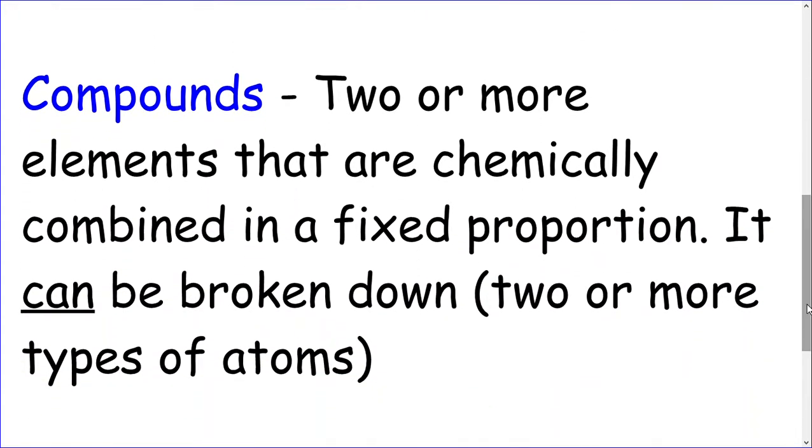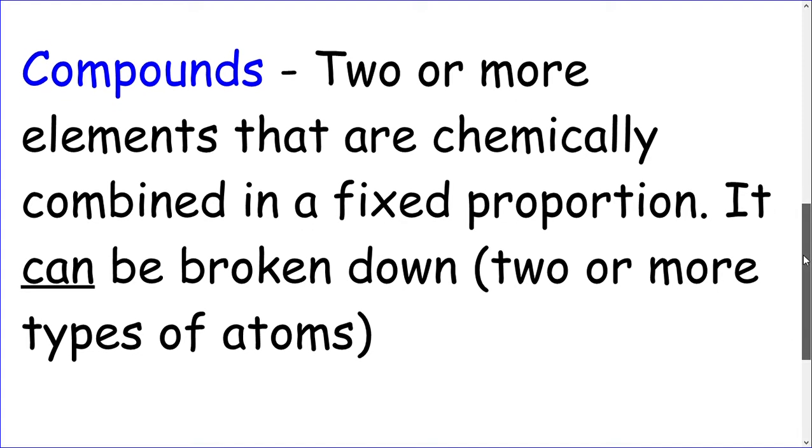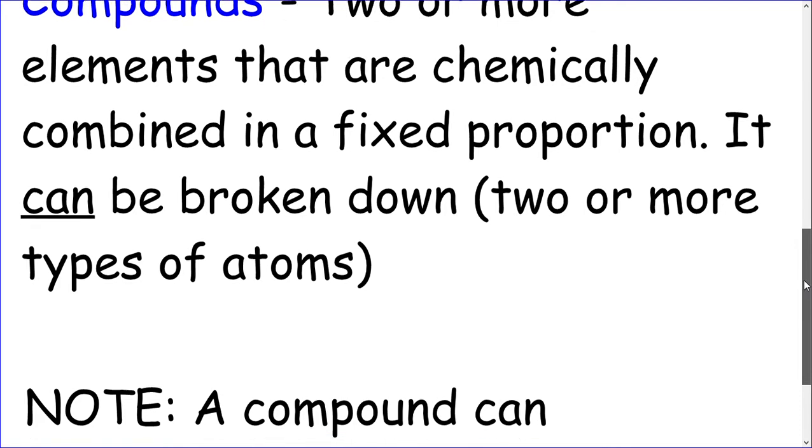So compounds are the next one. That's where we think about our water, like H2O. Two or more elements that are chemically combined in a fixed proportion, and it can be broken down. So two or more types of atoms. So for instance, if I were to talk about water, water could undergo a process called electrolysis, where it passes an electric current through, creates enough heat that it will actually separate hydrogen and oxygen into their respective gases.